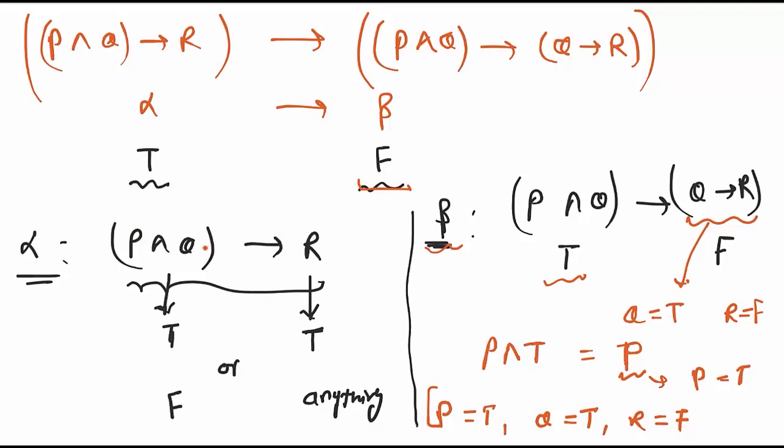See, alpha is P and Q. P and Q is what? True and true. True and true is what? True. This is true. Implies R is what? False. So true implies false is what? False.